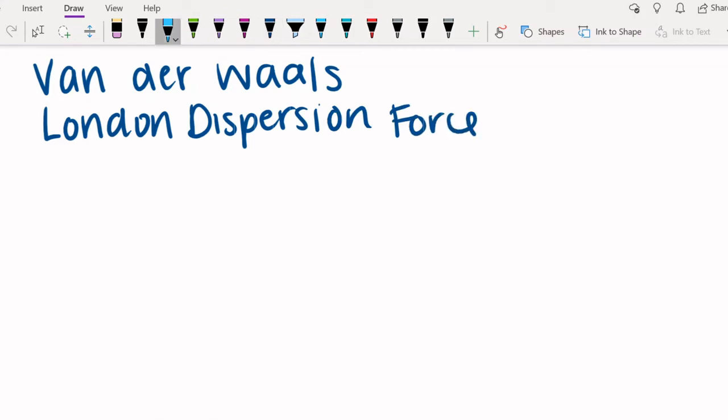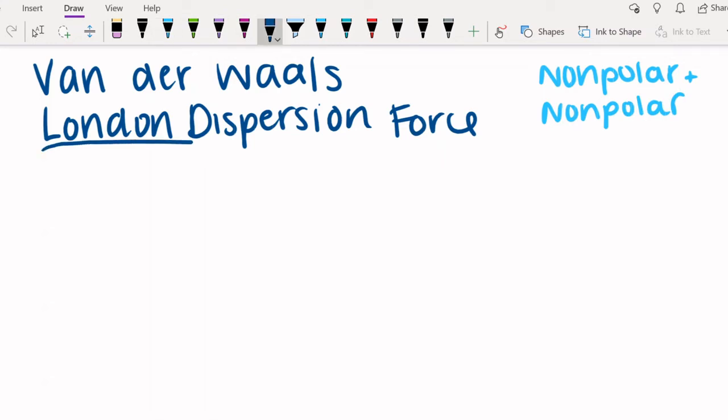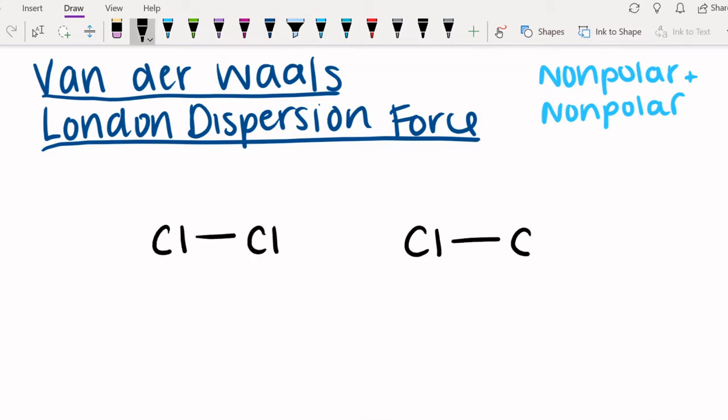London dispersion force is found in all particles, whether they are nonpolar molecules, polar molecules, or ions. While polar molecules and ions usually have other stronger interactions, when nonpolar molecules interact, London dispersion force is their only intermolecular force. Let's look at an example.